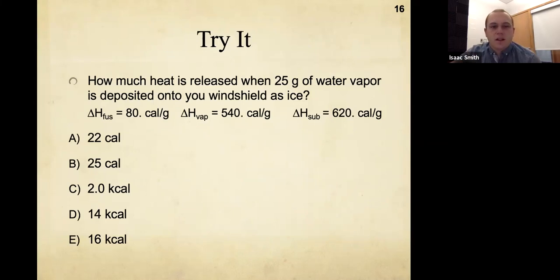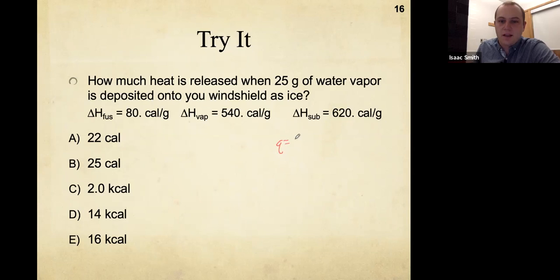Go ahead and pause the video and try this question. All right, let's work through it. How much heat is released when 25 grams of water vapor is deposited onto your windshield as ice? So this one we're going from a vapor down to a solid, gas to solid. That's the sublimation change that's happening. It's not really easy to see on a heating curve, but it's the same idea we've talked about.